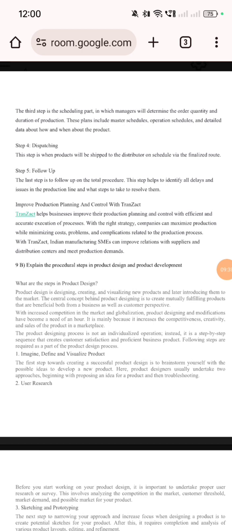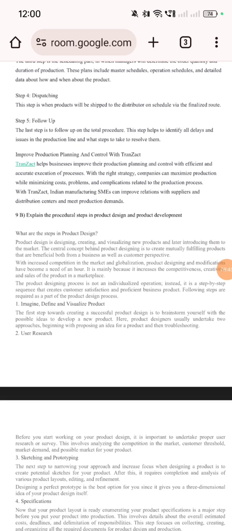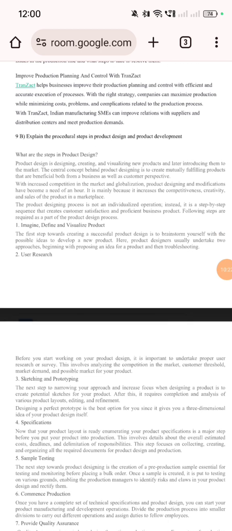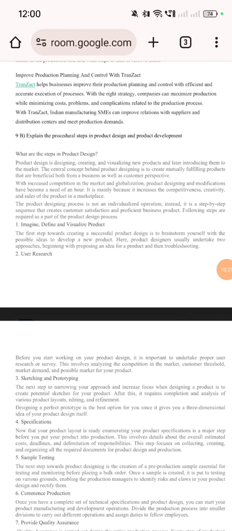Okay, next question, explain the steps in product design and product development. First of all, what is meant by product design? Product design is the process of evaluating, developing and refining products that meet specific market needs and solve user problems. The product designer helps create products that delight customers by defining product and business goals and anticipating market opportunities and user needs. These are the main things of product design.